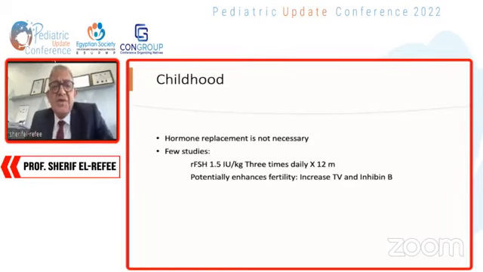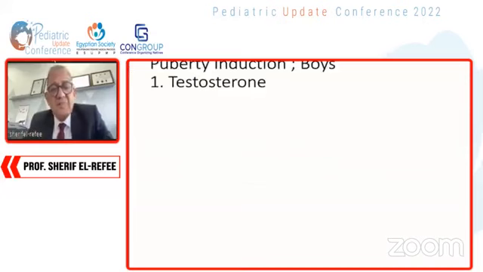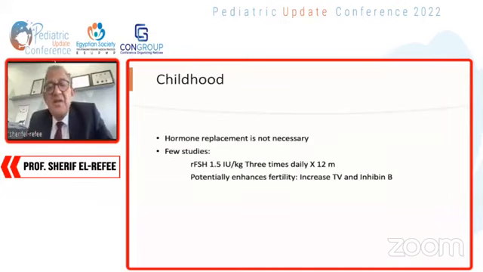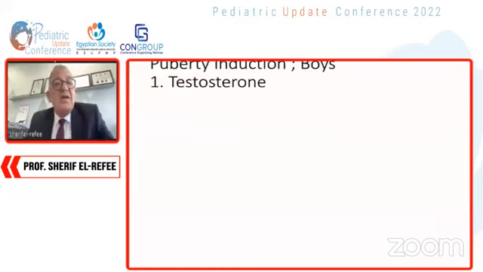A few studies used recombinant FSH 3 times weekly for a year with some success. But again, these are few studies, the long-term effect is not clear, and we cannot generalize the use of it. But you should consider it, and I used it before in a child with a testicular volume between 1 and 2 milliliters, very, very small testes.